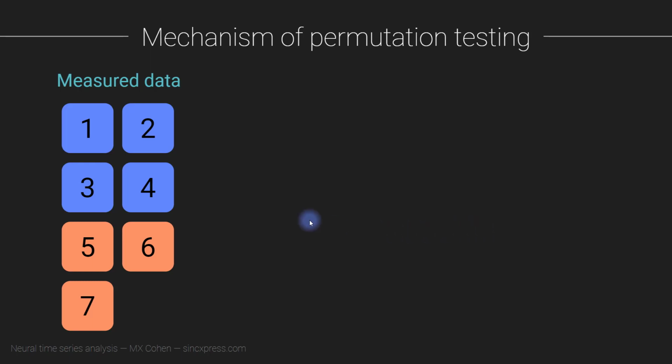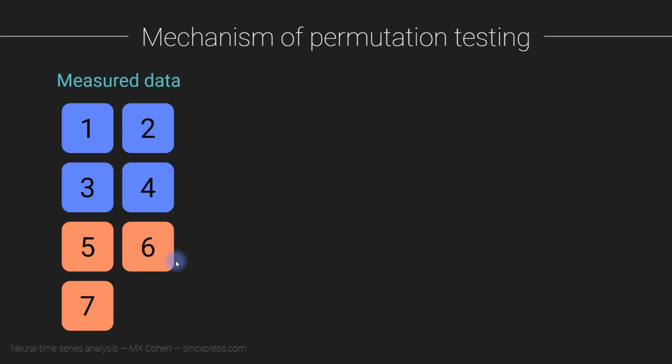Let's start by thinking about our imaginary data set. So this is our data set. It is seven measurements. We have seven measurements in this data set and two conditions. We have the blue condition and the orange condition. And I'm explicitly showing that there's a different number of trials or data points in these two different conditions. And that's to show you that this method of permutation testing works even if you have an unbalanced design.